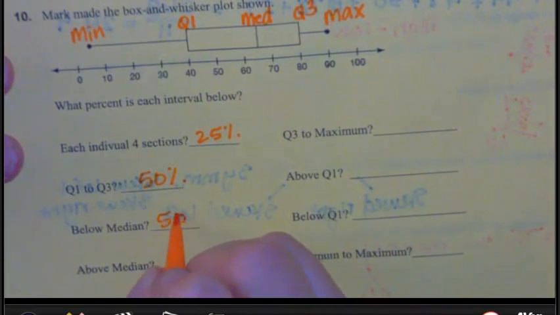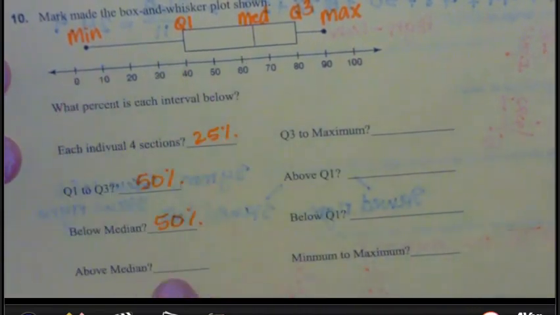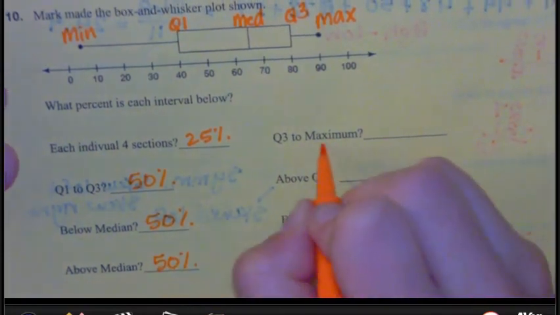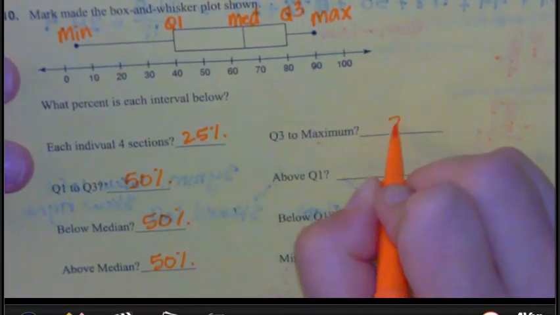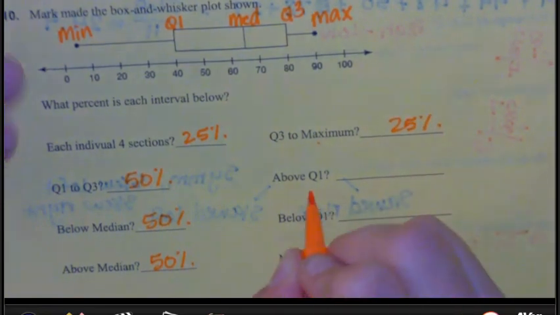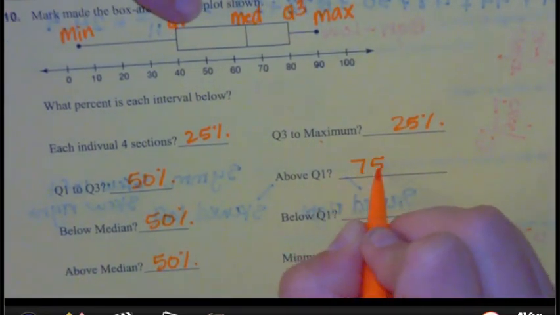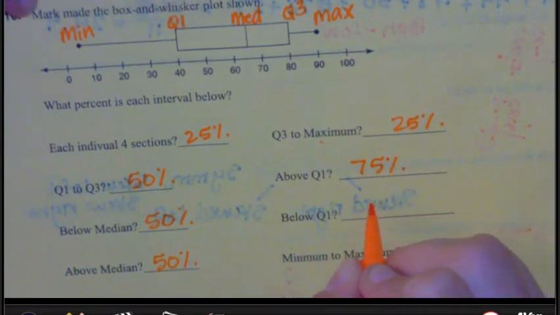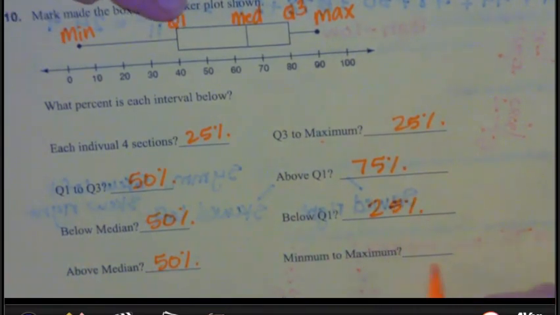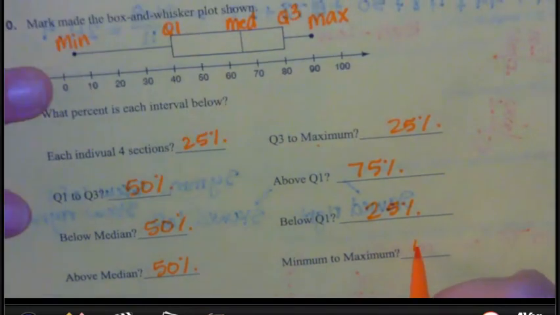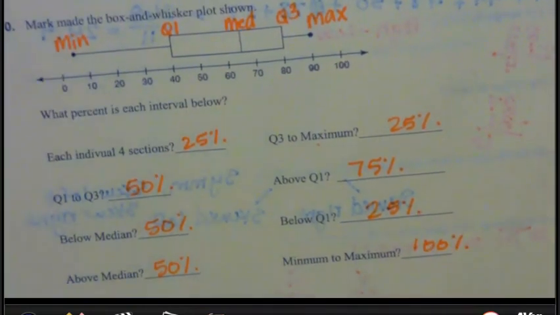Below the median is 50%, so the median and below. Above the median is 50%. From Q3 to max is 25%. Above Q1, so from Q1 above, that's 3 sections, so that's 75%. Below Q1 is 25%. And from the minimum to the maximum, that's a whole whopping 100%.